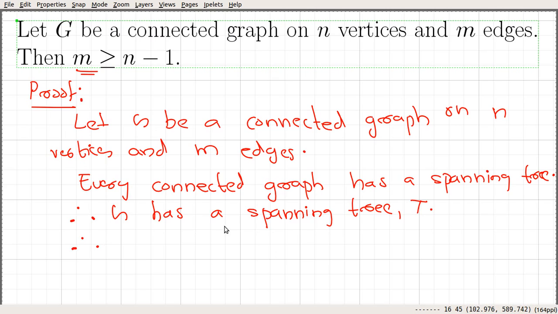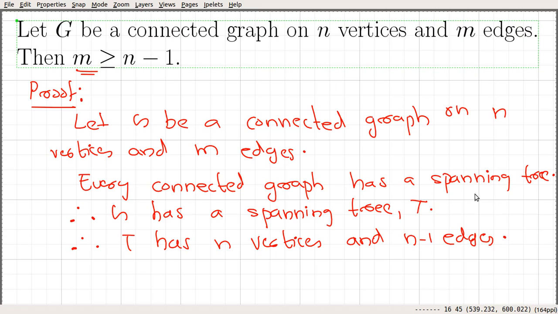And therefore since T is a spanning tree, T has n vertices, and since it is a tree, it has n minus 1 edges. So G could have more edges. And that says hence the number of edges is greater than or equal to n minus 1. And that's the proof. That's also a very simple proof.